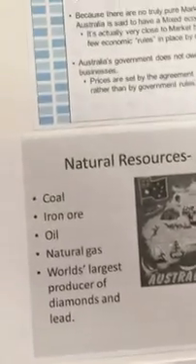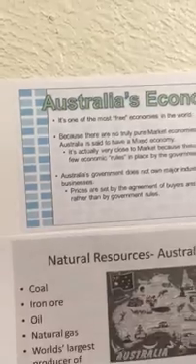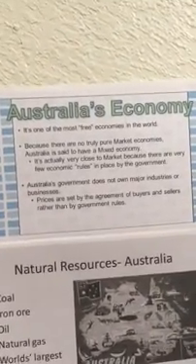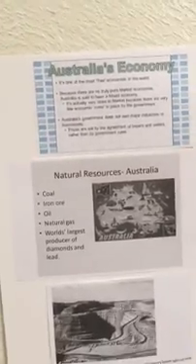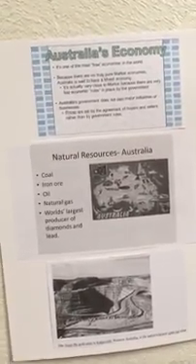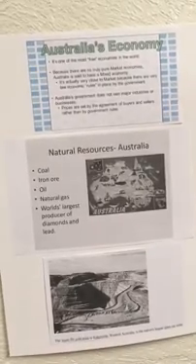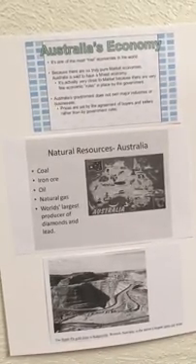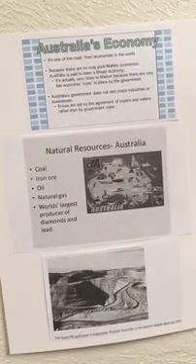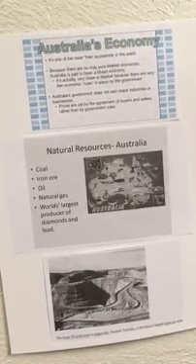Australia's government does not own major industries or businesses. Prices are set by the agreement of buyers and sellers rather than by the government's rules. Its natural resources are coal, iron ore, oil, and natural gas. It is also the world's largest producer of diamonds and lead.